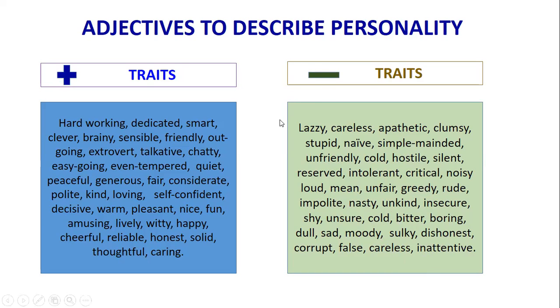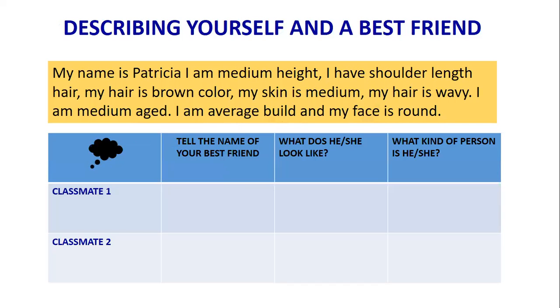Okay, well, I'm not going to stop too much here, but I want to say that, for example, if I have to describe myself, I say my name is Patricia, I am medium height, I have shoulder length hair, my hair is brown color, my skin is medium, my hair is wavy, I am a medium age person, I'm average build, and my face is round. So now let's talk about classmates.